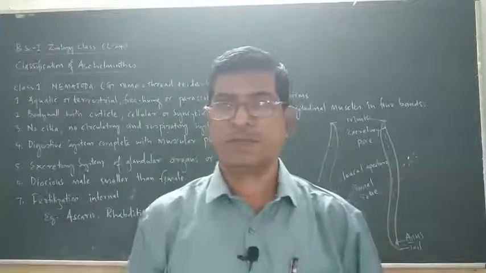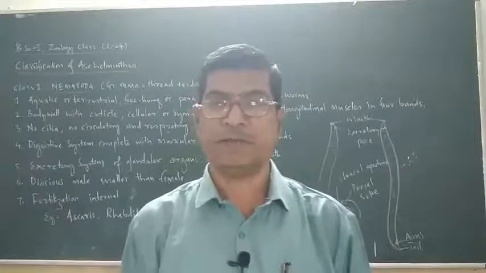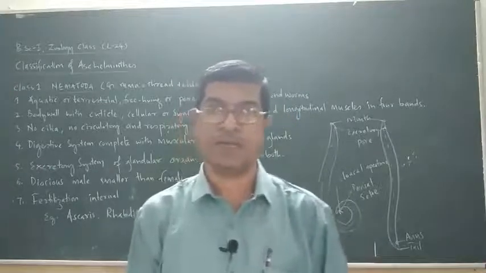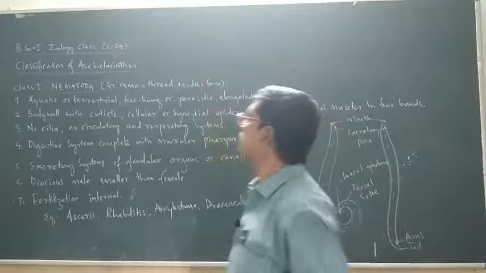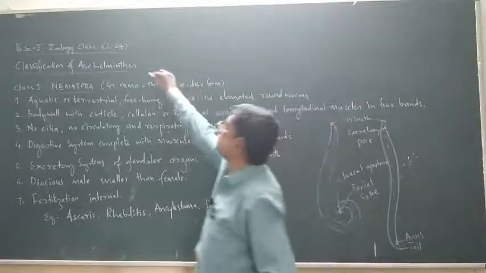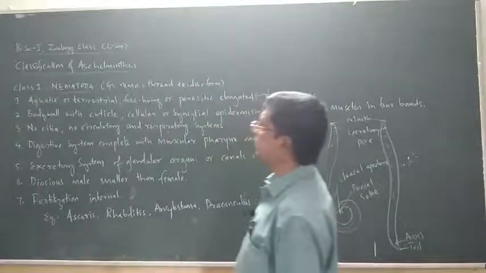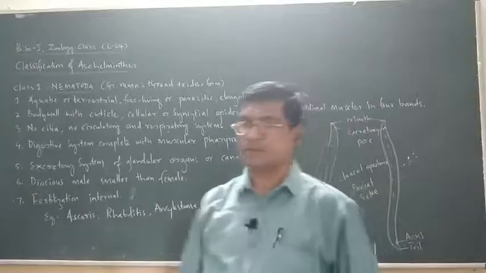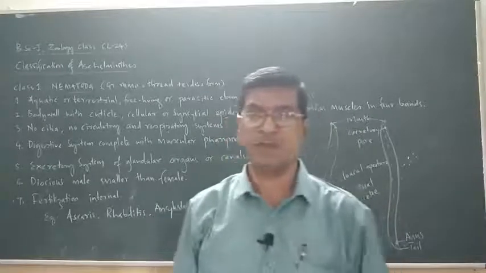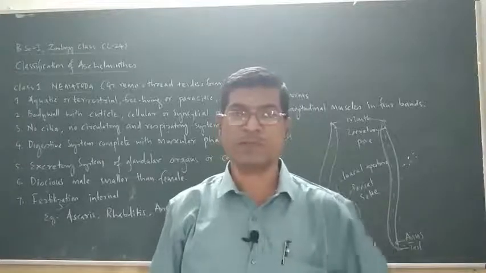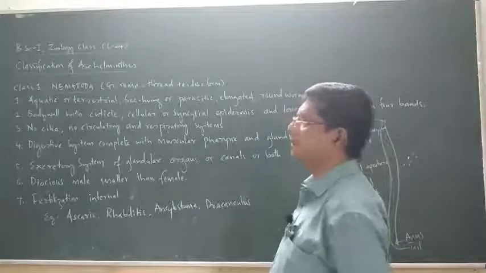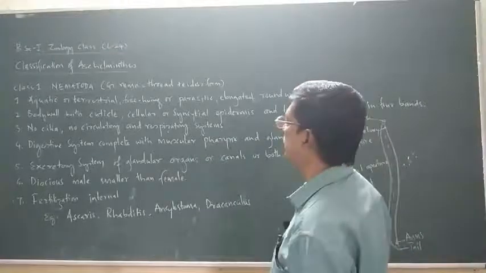So in this class we are going to study the classification of phylum Aschelminthes. The phylum Aschelminthes has five classes. The first one is class 1 Nematoda.